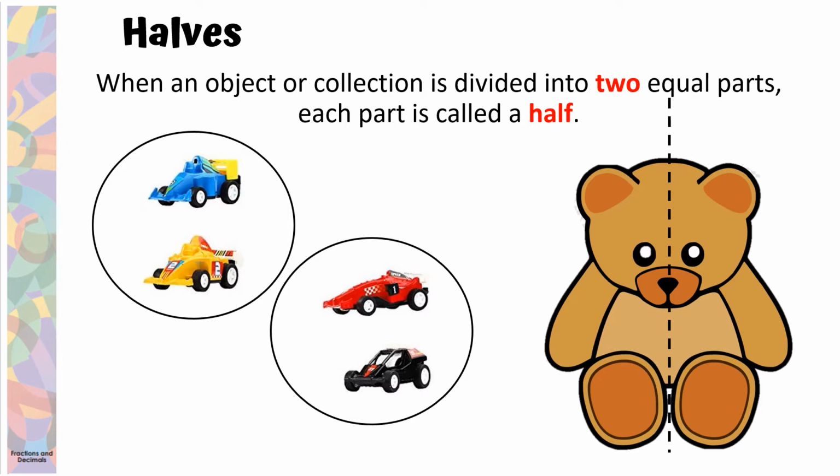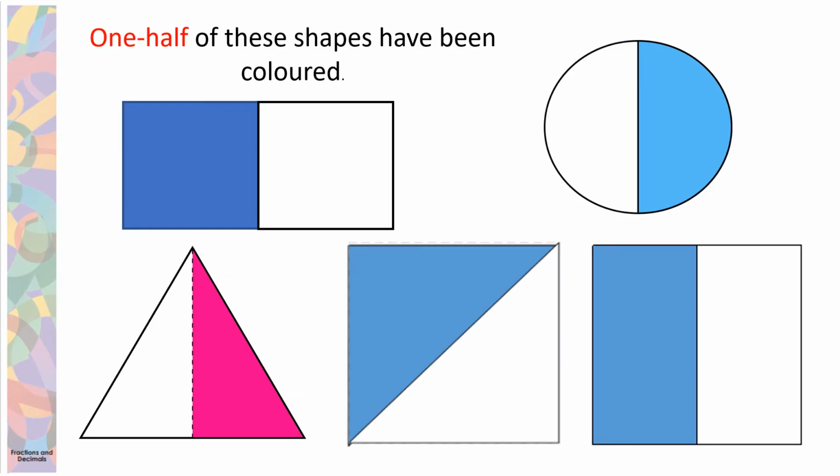Look at the teddy bear. If I divided that teddy bear into half, each part is exactly the same. Look at these shapes. One half of these shapes have been coloured. One half of the rectangle, the circle, the triangle. Now look at the square. In both cases, even though they're different, they're both half, because if I folded them in half, they would be exactly the same shape.